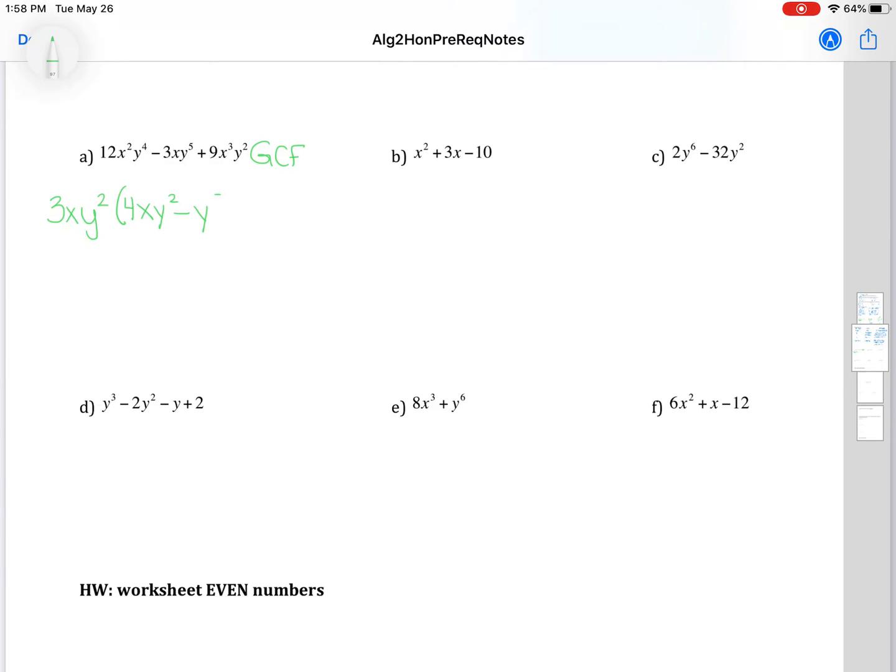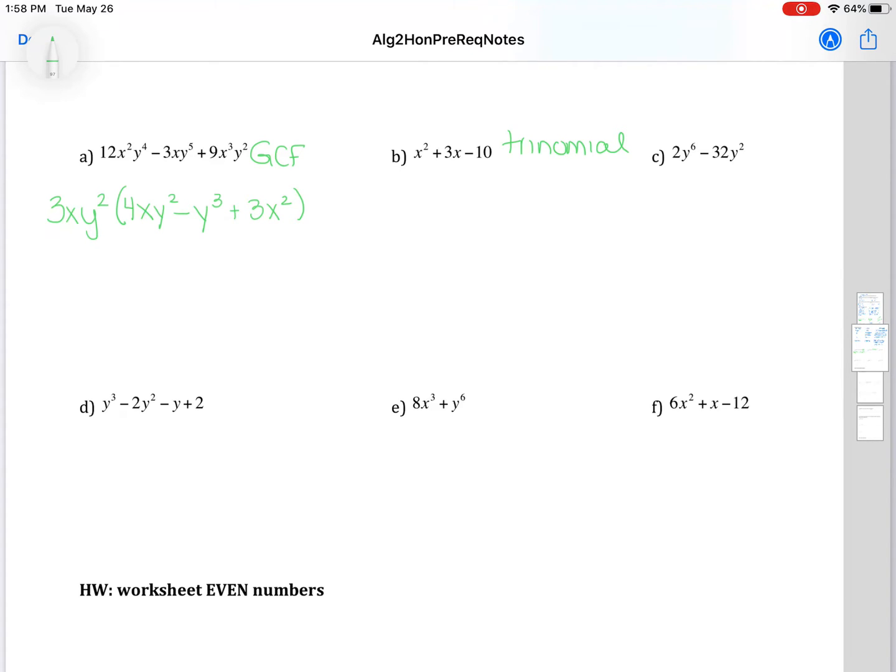What's left? First term, I have a 4x and I have a y squared. Second term, I have a negative y to the third. And the third term, I have a 3x squared. And then again, check, FOIL it back out. Make sure it actually gives you the original problem. Otherwise, something is definitely wrong.